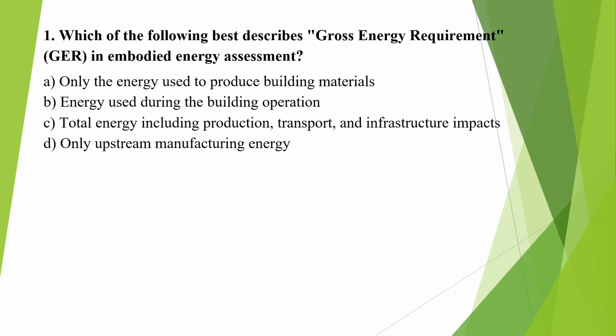Whatever option A is talking about, it is only talking about the energy used to produce building materials. It is not talking about the total. So GER cannot only talk about energy used for production. It is always talking about the total energy. That's why it is named gross energy requirement. That's why option C will be the most appropriate and the single answer for this particular question, question number one.